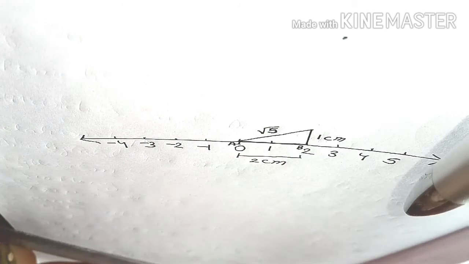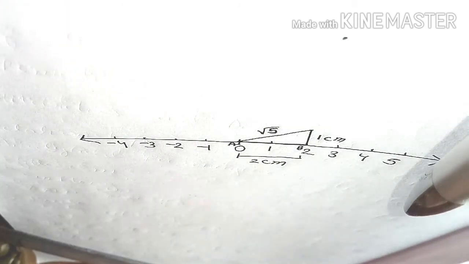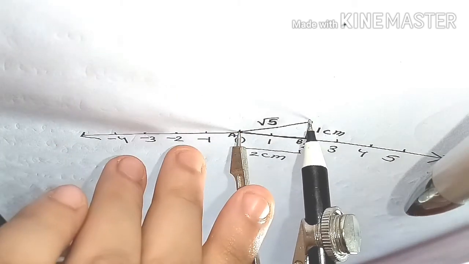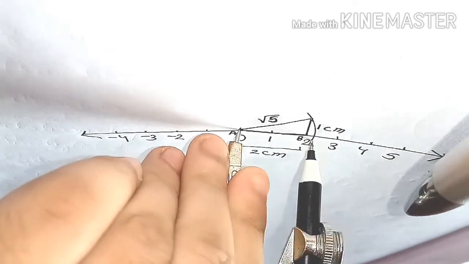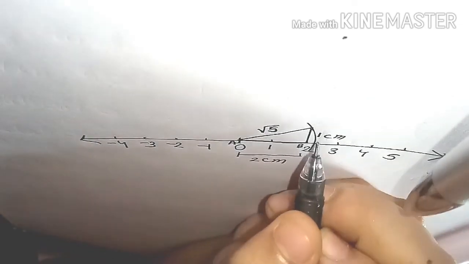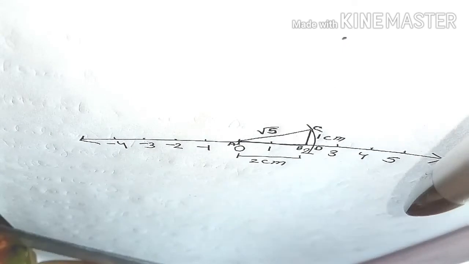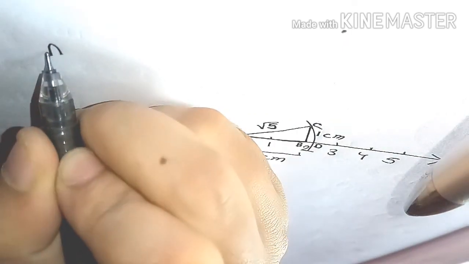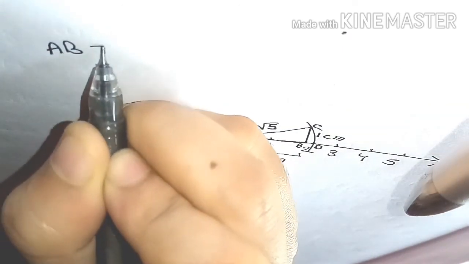As you can see, this √5 centimeter is not on the number line, so we need to measure this √5 and draw an arc from the origin. As you can see, this is the radius of the circle, or the arc from the origin will be of the same length. So let us mark this C and this one as D. So you will get AD equals to √5 centimeter. That means AC equals AD equals √5 centimeter.